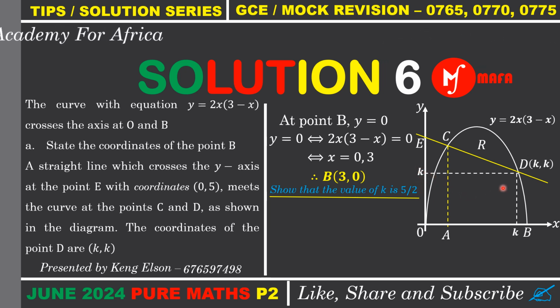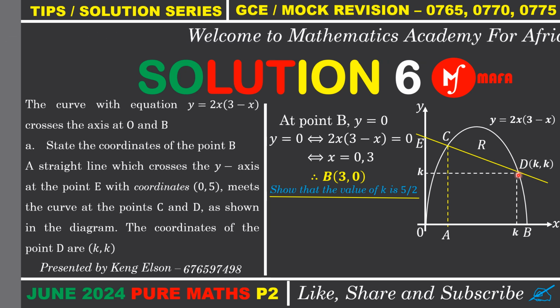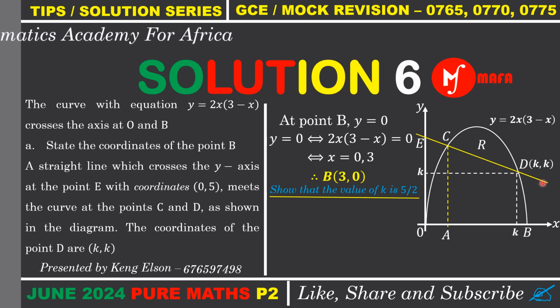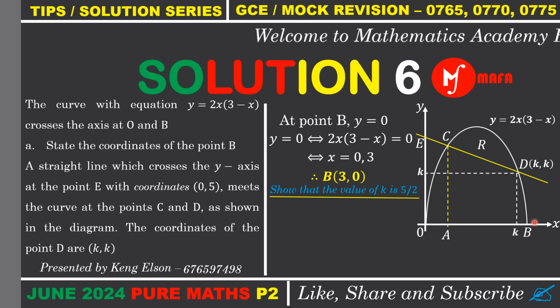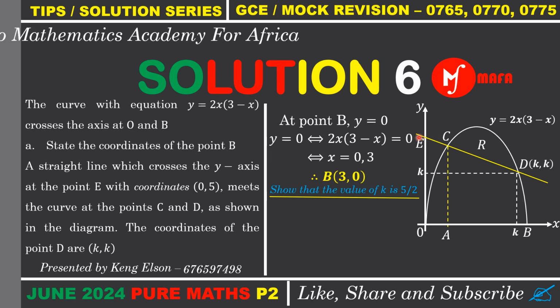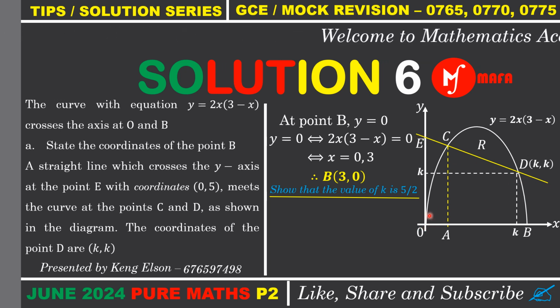Okay, now you realize that this point Z is a point of intersection of the line and the curve. But since we don't have the equation of the line, we are just going to use the fact that the point Z lies on the curve. Actually, the point Z belongs to both the line and the curve.